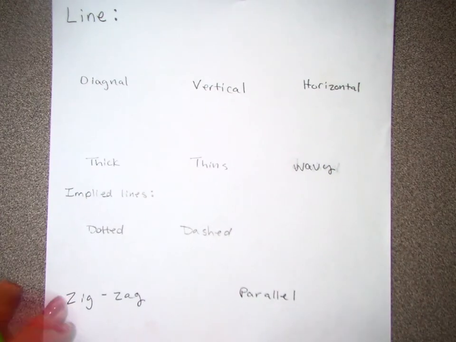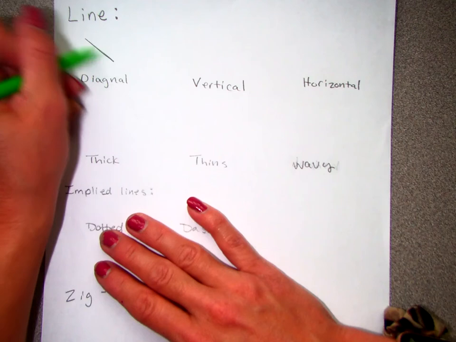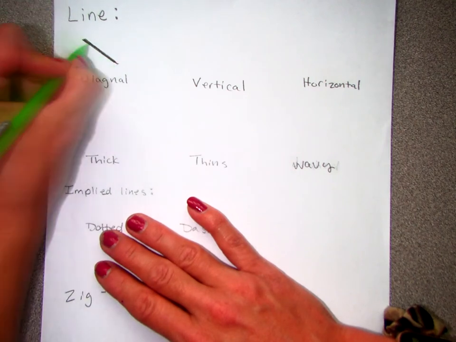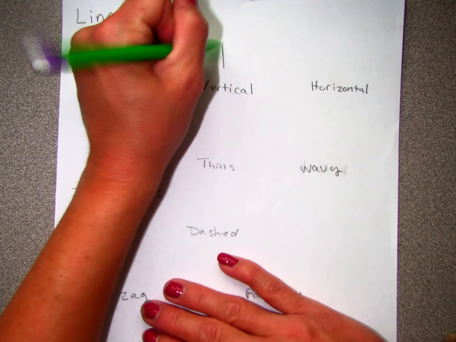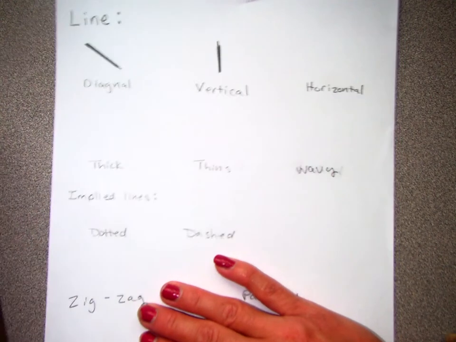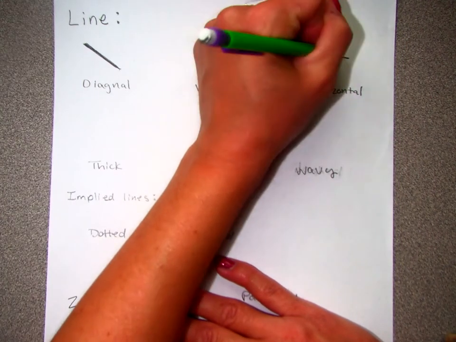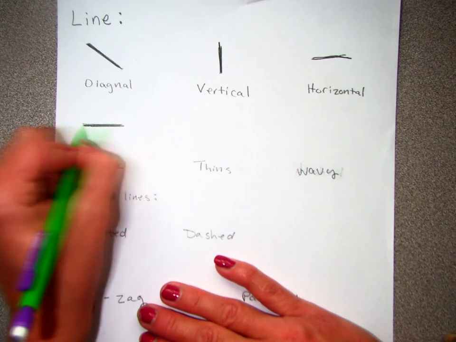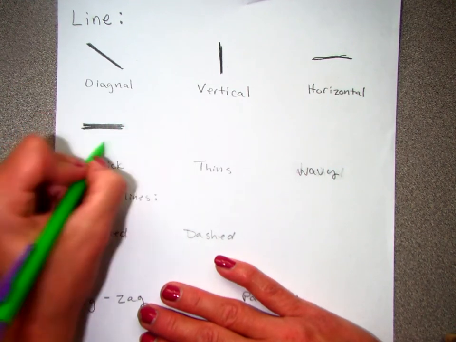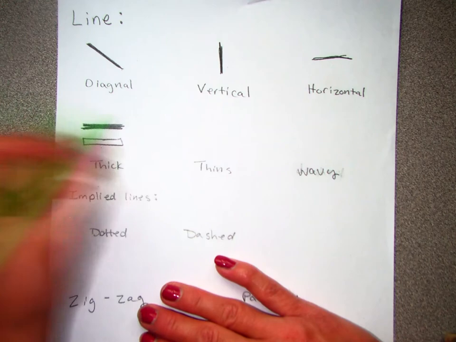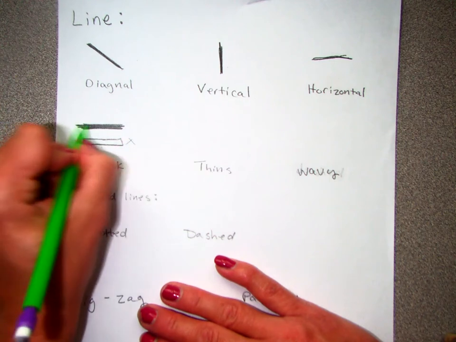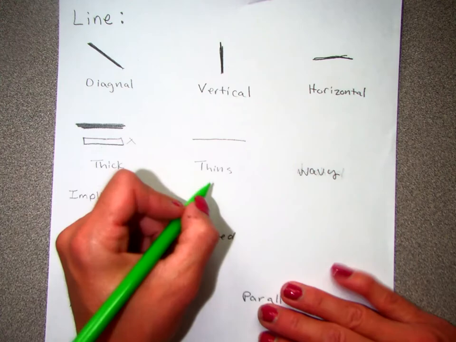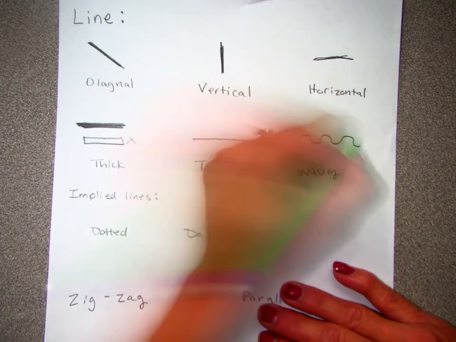Okay, so diagonal lines, those are the ones that are slanted, okay? So diagonal, you could do any slant, that's fine, but we're going to do diagonal. Vertical goes up and down, okay? Horizontal goes side to side. Then we have thick lines. You don't want to just do a box because that turns it into a rectangle, so don't do that. But you have thick lines that we just kind of fill in. Thin lines. And then we have wavy lines.